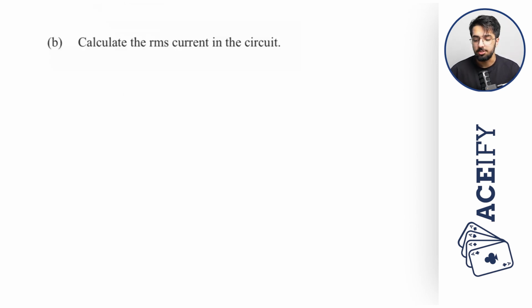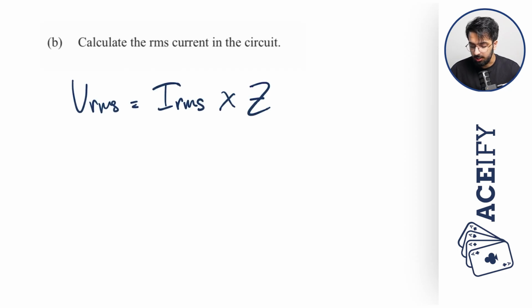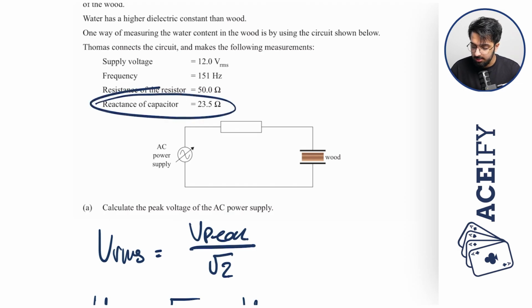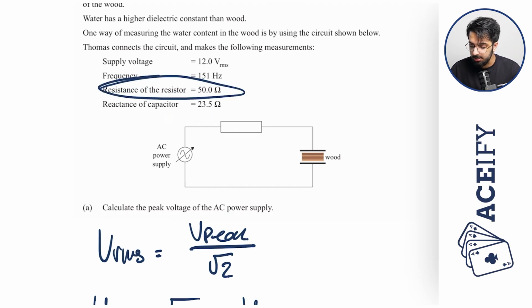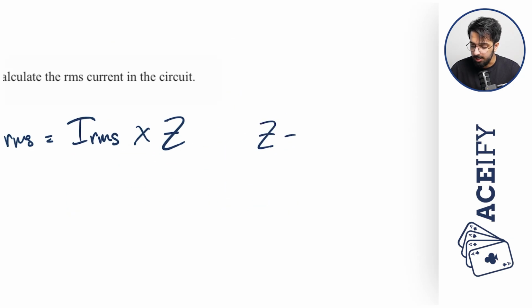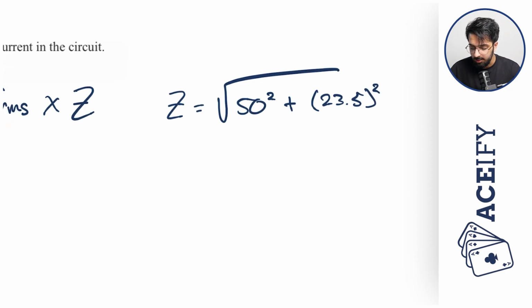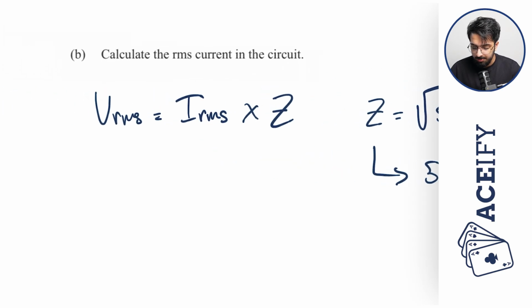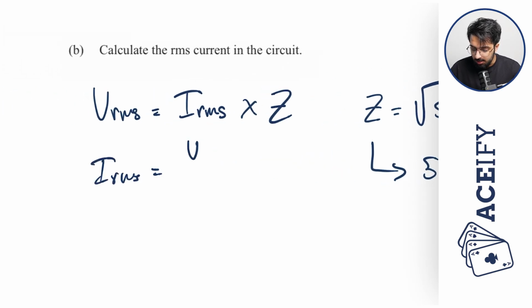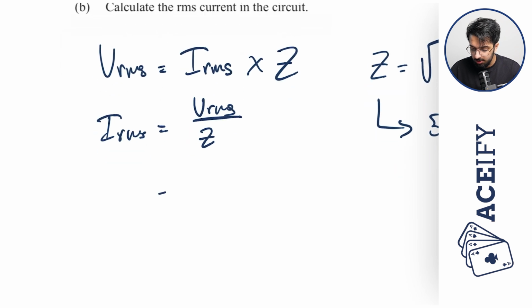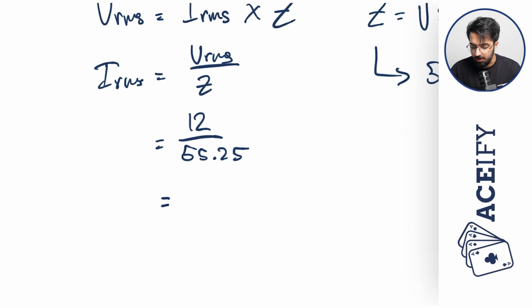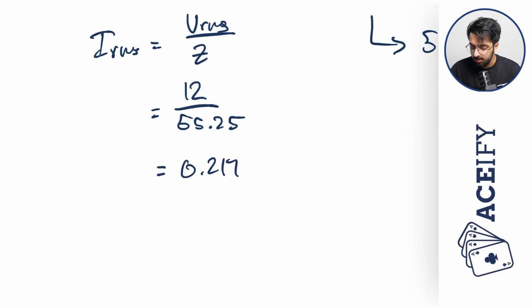Calculate the RMS current in the circuit. All right, so we know that VRMS is equal to IRMS multiplied by our total impedance. In this case, we can see that the reactance of the capacitor is 23.5 ohms and the resistance of the resistor is 50 ohms. So our total impedance is equal to the square root of 50 squared plus 23.5 squared, okay? And so therefore this gives a total impedance of 55.25 ohms. And so therefore IRMS is equal to VRMS over our total impedance, so 12 divided by 55.25. And so this gives a current value of 0.217 amps. There we go.